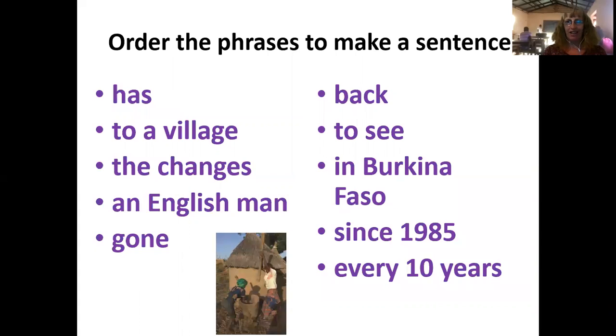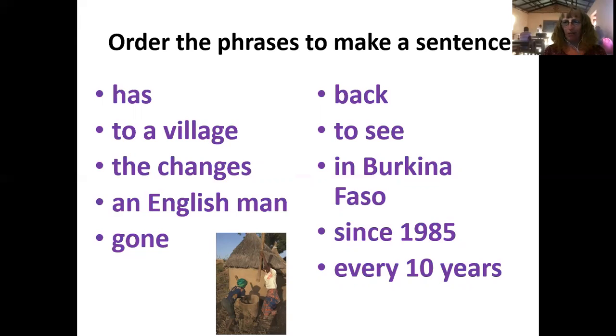Okay, can you put these phrases and words in order to make a sentence? You can, of course, pause the screen, pause the video, or take a screenshot. Are you ready? There are several ways you can do this. One is every 10 years since 1985, an Englishman has gone back to a village in Burkina Faso to see the changes. And this is true.